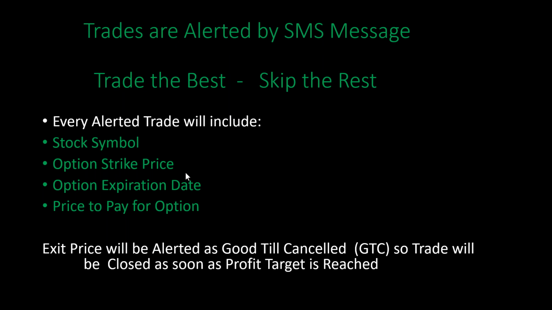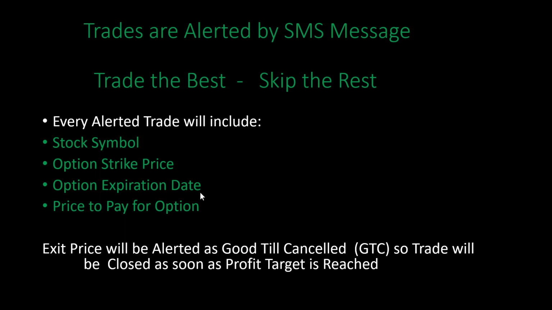I'm going to take something that's got like the 70 delta. If you don't know what delta is, 70 reflects the fact that if the stock moves up a dollar, the option will go up 70 cents. So I'm looking for strike prices that are in the money with around a 70, 72 delta, 68, something like that.